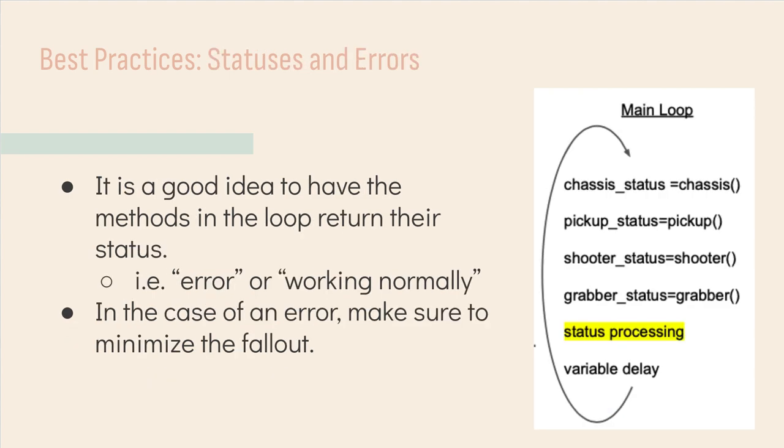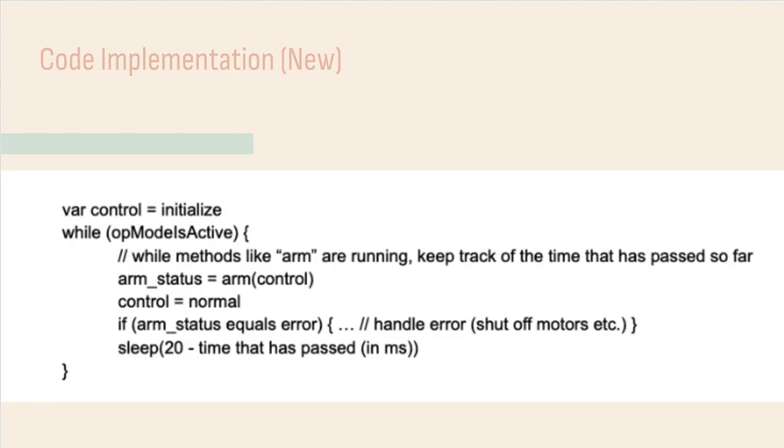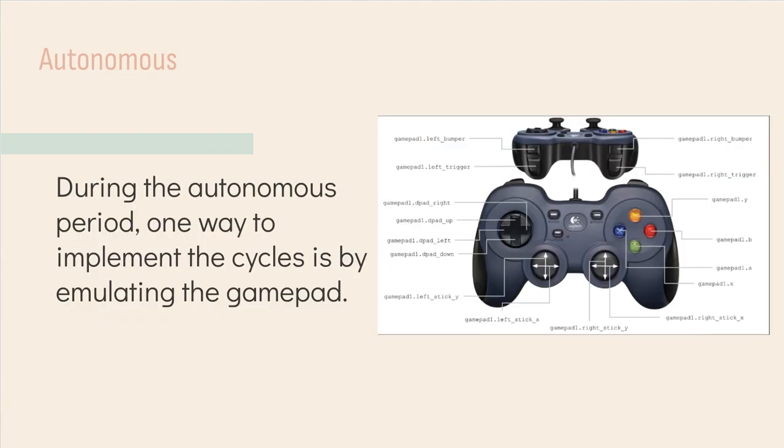Adding a status check to your code by returning error or working normally would be beneficial to see if the code is working properly. If a code returns error, for example in this pseudocode, an arm would simply stop moving to minimize any potential damage. During the autonomous period, one way to implement cycles is by emulating the gamepad. This means that the computer acts as if it was a controller, so it can perform controller-like tasks.